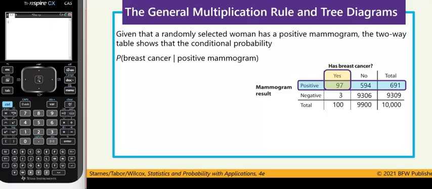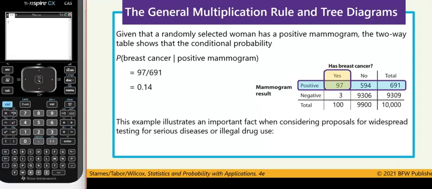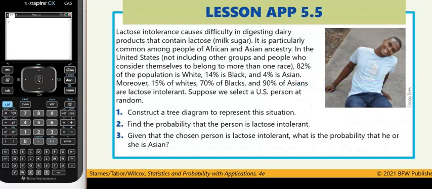Okay, given that a random subject has a positive, the two-way table shows that conditional probability. They're just getting it a different way. Again, probably easiest to get from the tree diagram. Okay, that's your lesson for today. Enjoy the ice, snow stuff.